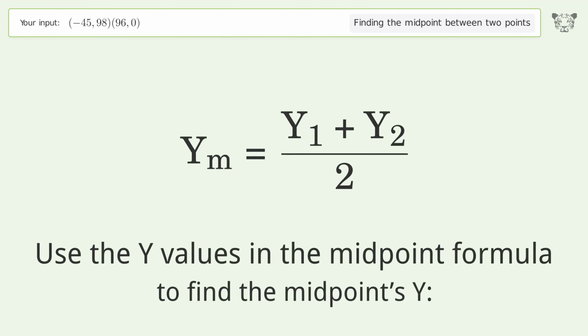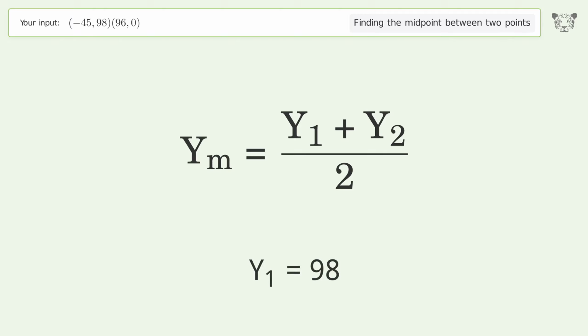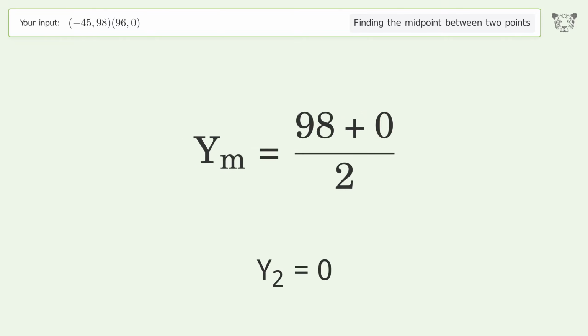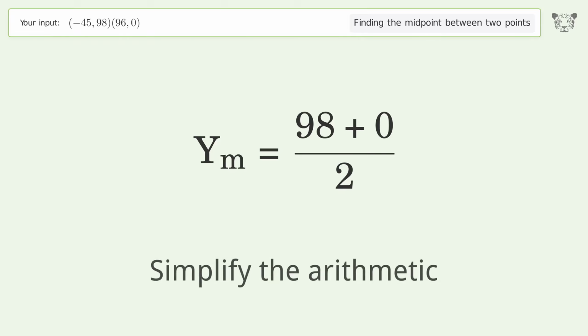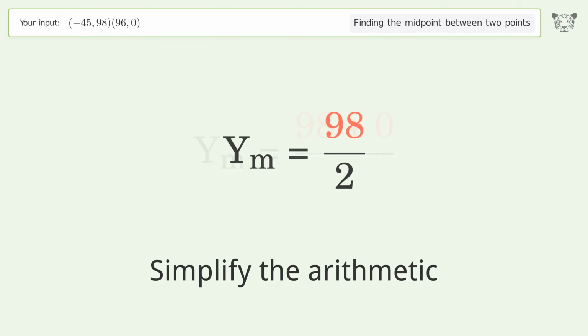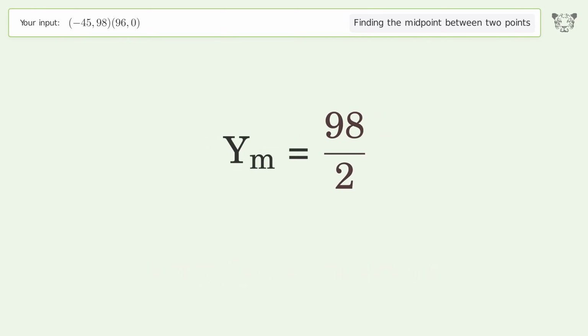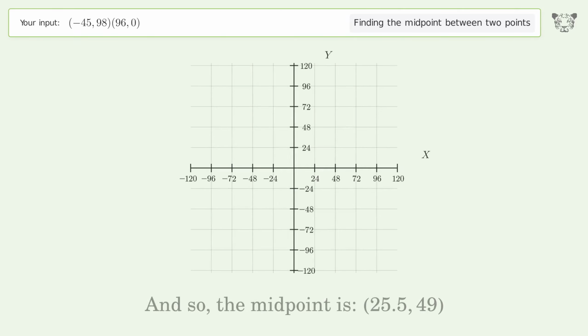Use the y values in the midpoint formula to find the midpoints y. y1 equals 98. y2 equals 0. Simplify the arithmetic. And so, the midpoint is 25.549.